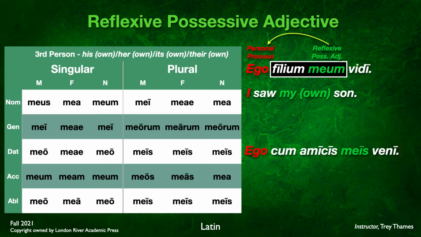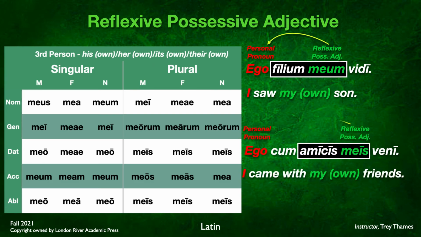Here's another example. Ego cum amicis meis veni. Meis is the ablative masculine plural, and it's reflecting or bending back to the subject ego. I came with my own friends, but it matches in case, number, and gender with amicis because it is an adjective modifying amicis, so it has to be ablative and plural. All right, very good. So that's our reflexive possessive adjectives.